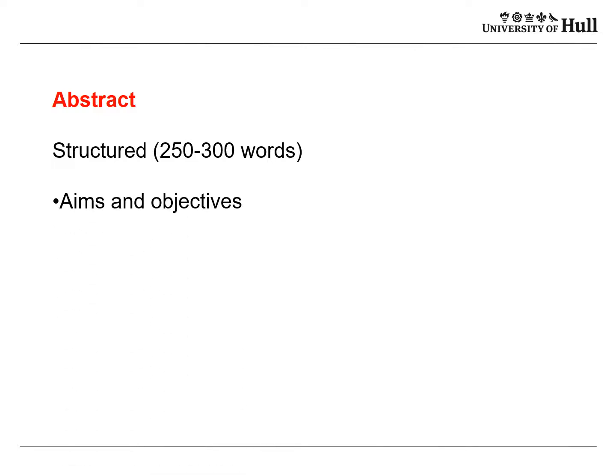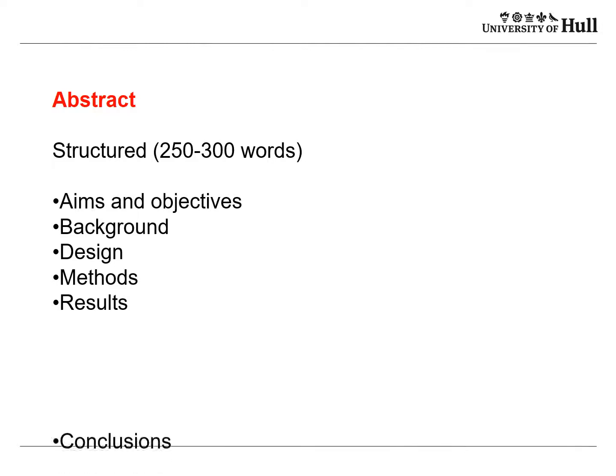Start with the aims and objectives, then give the background, state the design and then the methods. These are two different things. Then an overview of the results, and if the journal wants it, some conclusions.